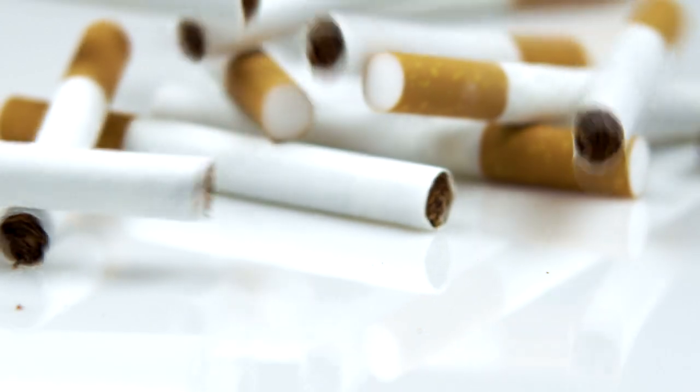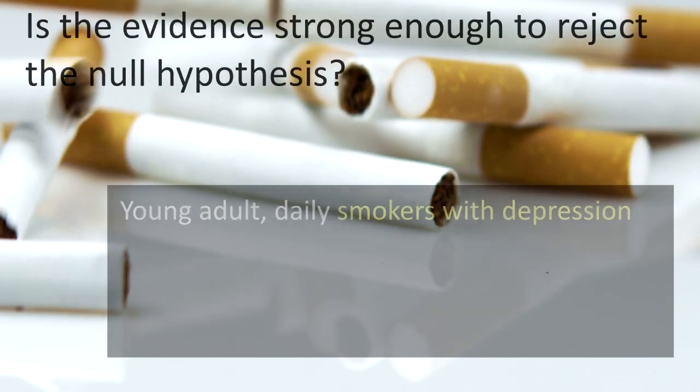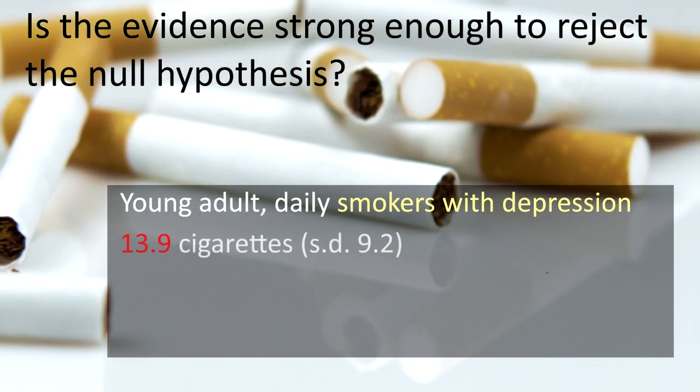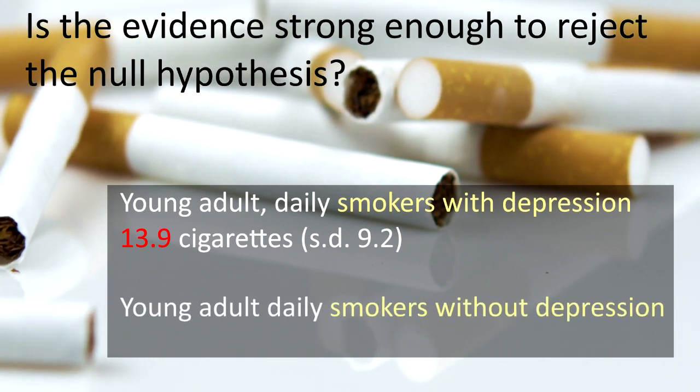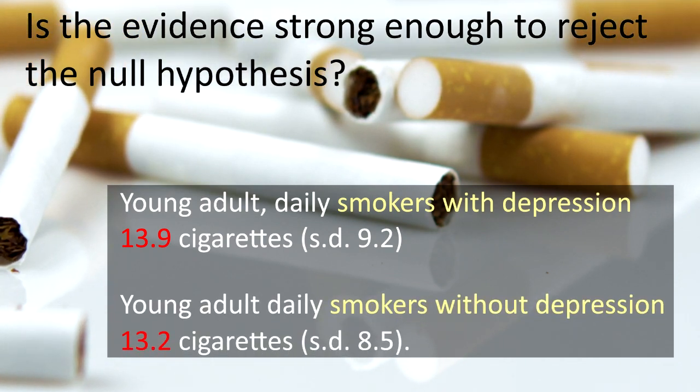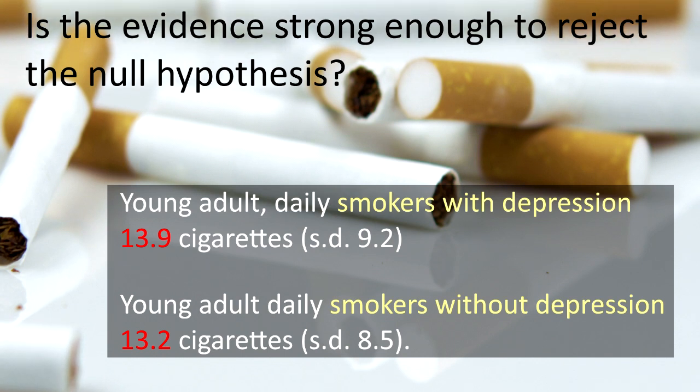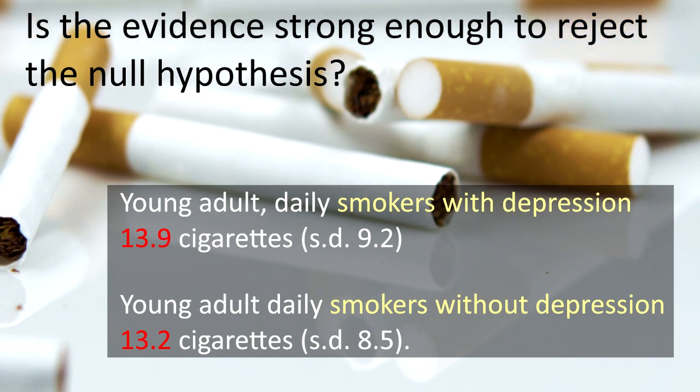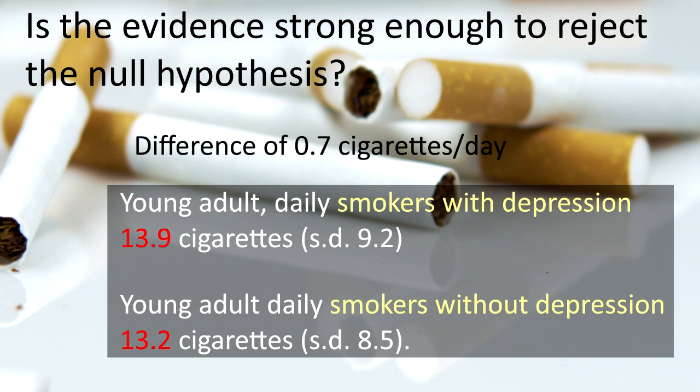So now we need to assess the evidence in order to determine whether the data provides strong enough evidence against the null hypothesis, that is, against the claim that there is no relationship between smoking and depression. We really need to ask ourselves, how surprising or rare is it to get a difference of 0.7 cigarettes smoked per day between our two groups, that is, those with depression and those without, assuming that the null hypothesis is true, that there is no relationship between smoking and depression.